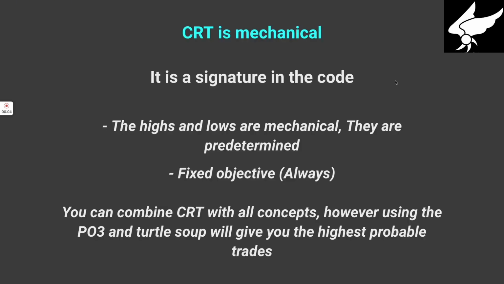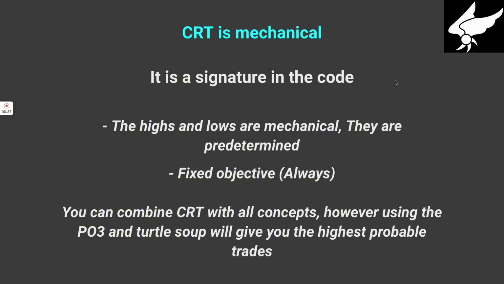CRT is mechanical. It's a signature in the code. The code of what? The code of the markets. So ICT teaches us to understand that there's an algorithm controlling these markets. Every single algorithm has a code. Within that code, you can look for specific signatures that repeat. And this is exactly what CRT is. It is a mechanical signature within the algorithm's code.